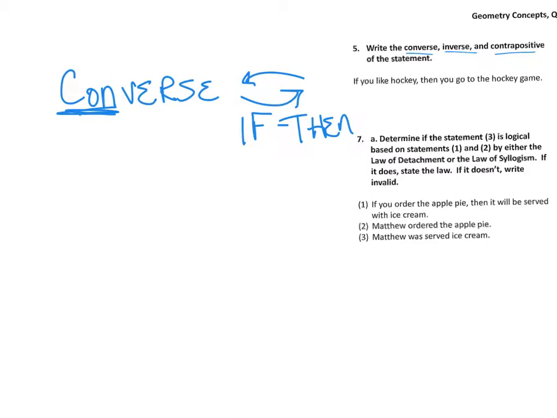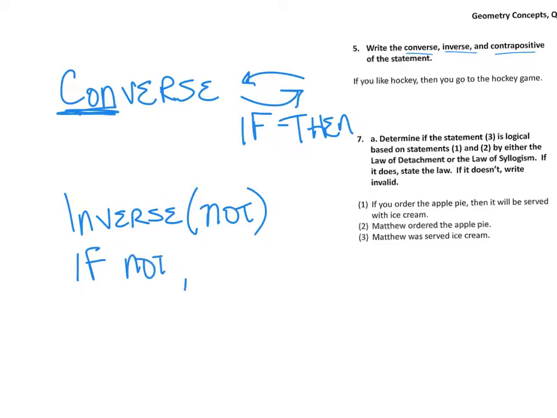For the inverse, you're going to use the words no or not. So if it's not this, then it's not that. So if not, then not. Okay? And remember, you're going to base this right off of the if-then statement, the original one over here. Okay? Just going to add these words.